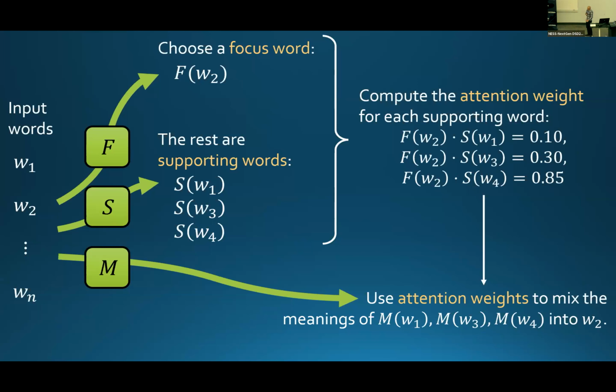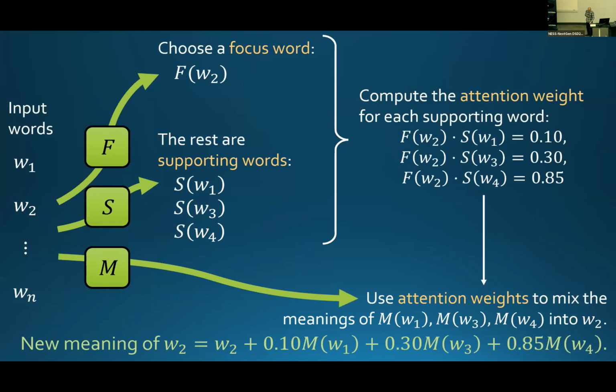Also, this complex operation down here of mixing in the meaning of surrounding words into the main word, that's also going to be just a simple weighted average. I'm going to take the weights that we compute up there, and I'm going to put them out in front of each of the outputs of the M function, add them all up, and add them to my focus word, and that's the new value of the focus word.